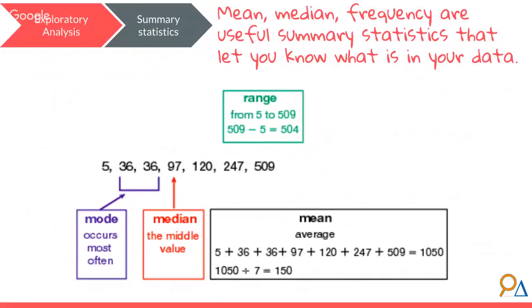So let's go through some summary statistics. These are very simple statistics that are used in data exploration: the mean, median, and the frequency. They let you know what is in your data and how your data looks, and if you have any outliers in your data. So mode checks what occurs most often, median checks the middle value, and the mean shows the average.